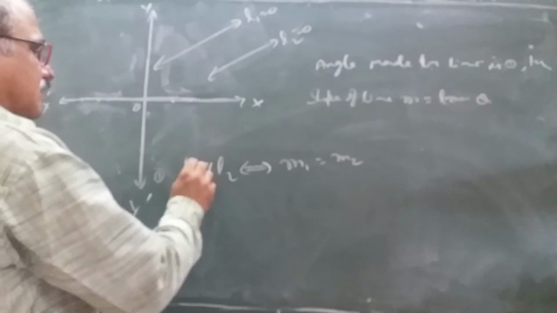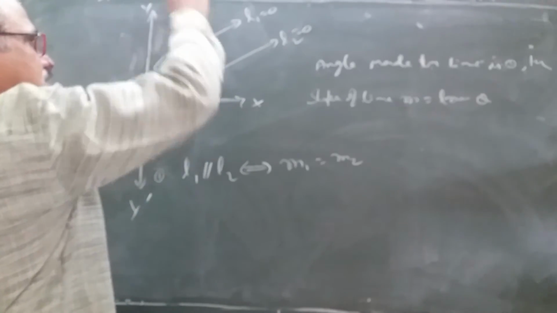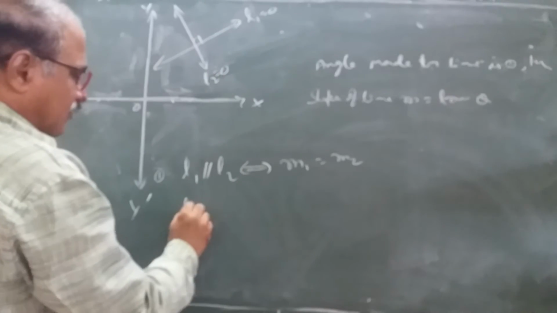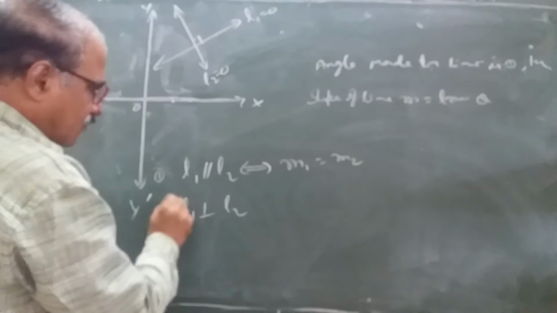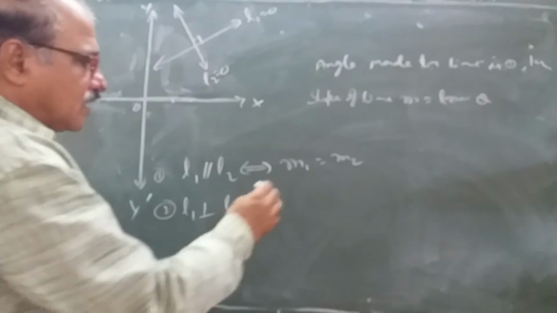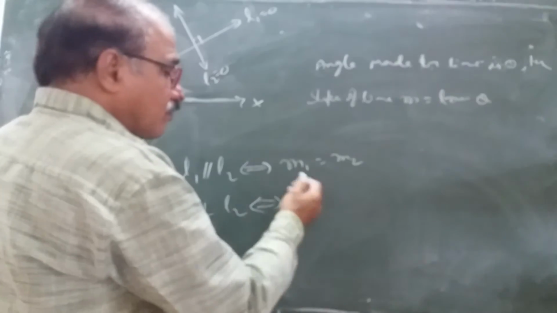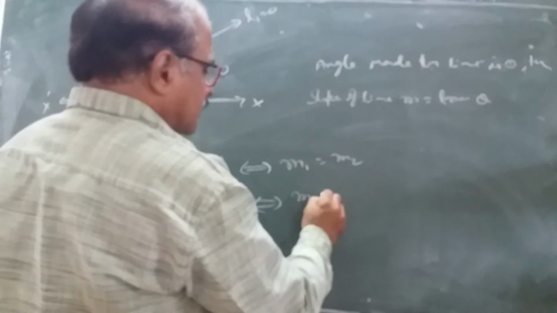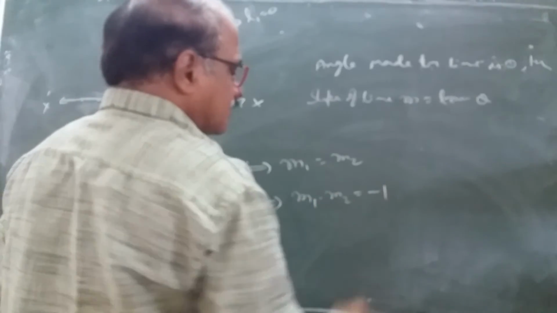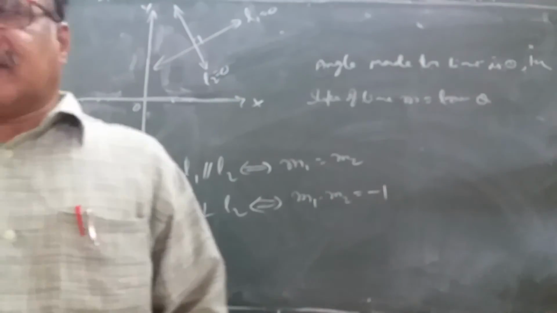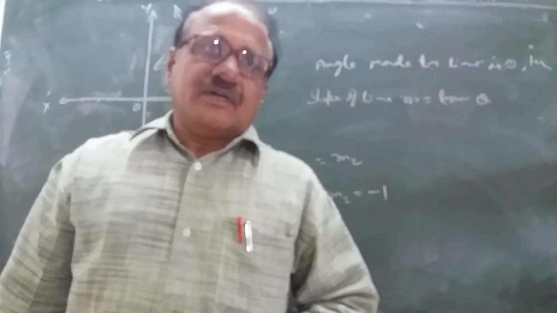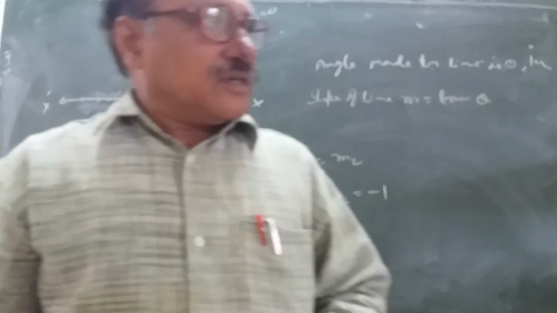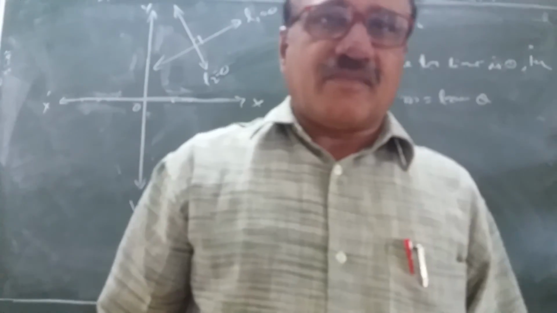If L1 is perpendicular to L2, that implies m1 = -1/m2, or the product of their slopes is equal to -1. This is regarding the slopes of two lines which are lying in the same plane. We have to use this relation in problem solving.